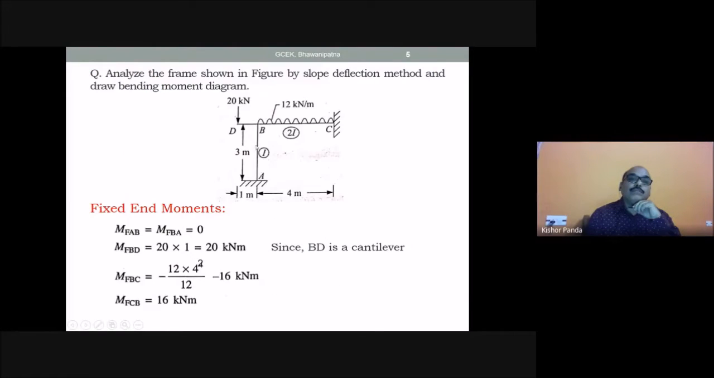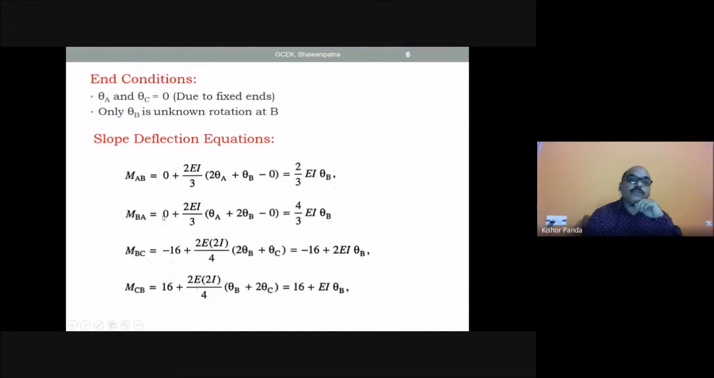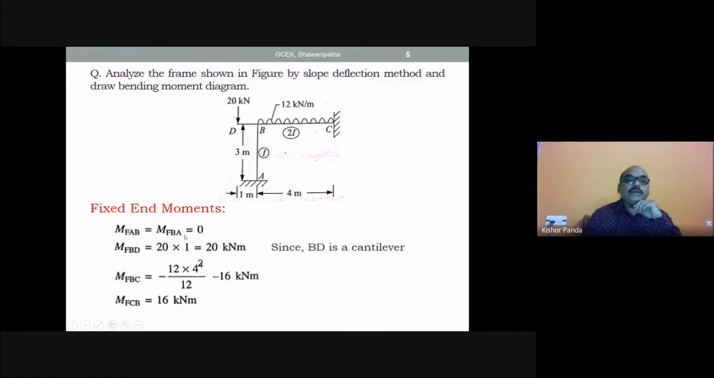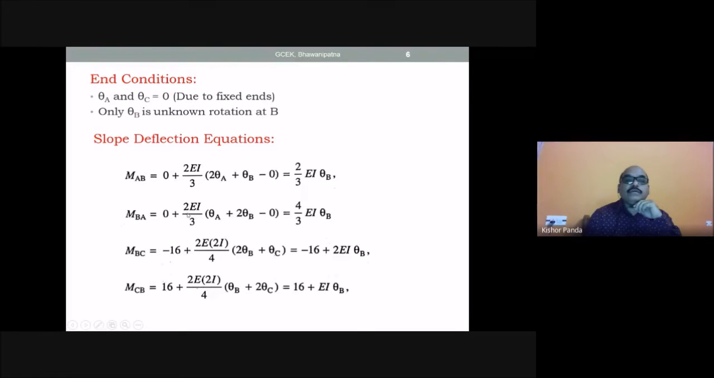Similarly, find out MBA. What is the slope deflection equation for MBA? MBA is equal to MFBA, and MFBA is 0, plus 2EI by L into theta A plus 2 theta B minus the moment due to lateral displacement. This is 0, since delta is equal to 0. Then after simplification, MBA is equal to 4 by 3 EI theta B.